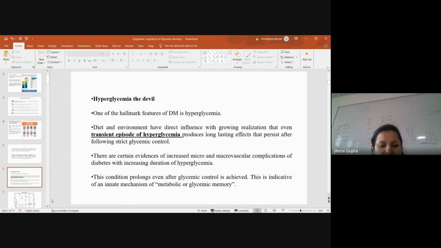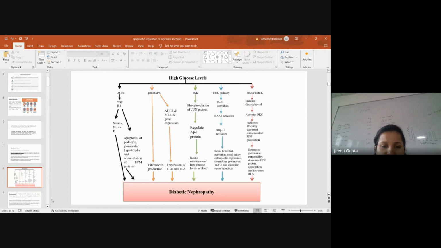This is basically remembered as glycemic memory. There is evidence of increased micro and macrovascular complications of diabetes with increased duration of hyperglycemia. Hyperglycemia is responsible for many micro and macrovascular complications, and this condition even prolongs after glucose control. Even if the person controls the glucose level, the memory of this transient spike in glucose is retained in the body. That is known as glycemic metabolic memory or glycemic memory. Many important mediators are responsible for connecting the high glucose level in the blood to diabetic nephropathy.